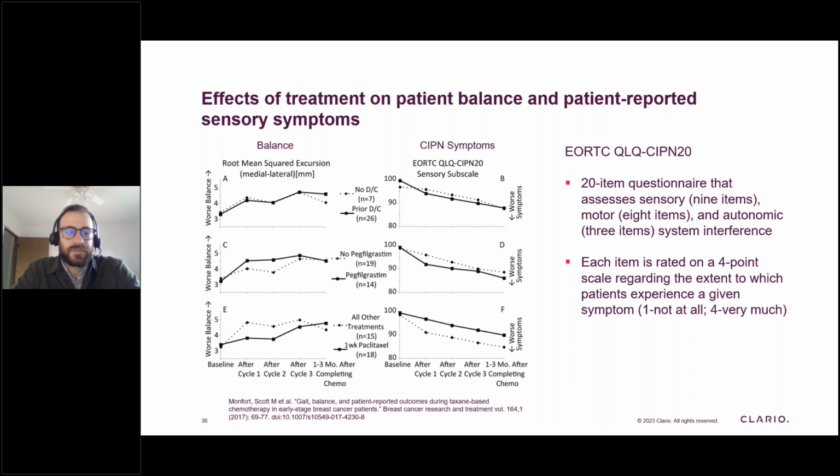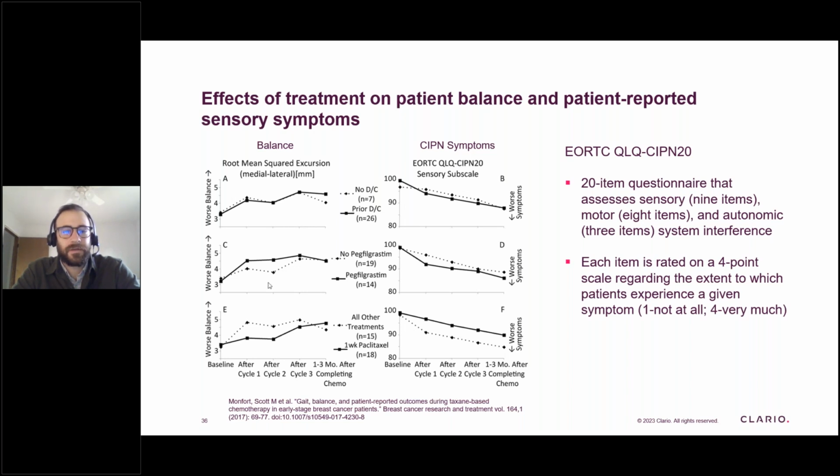So the left column shows objective balance outcomes measured by the root mean square excursion, which is basically the amount of postural sway deviation from the mean. And the right-hand column shows patient responses on the EORTC SIPN-20 sensory subscale, which consists of 9 sensory items rated on a 4-point scale. So both the objective balance and patient-reported SIPN symptoms show trends of worsening throughout the duration of each characteristic treatment and at 1 to 3 months post-treatment.